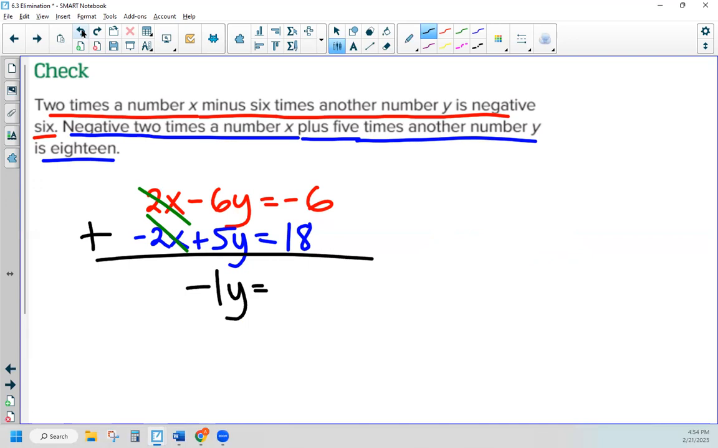Next, what do we have? We have -6 and a +18. That's the same thing as a +18 and a -6. What does that give you? It's going to give us 12 right here. Cool.